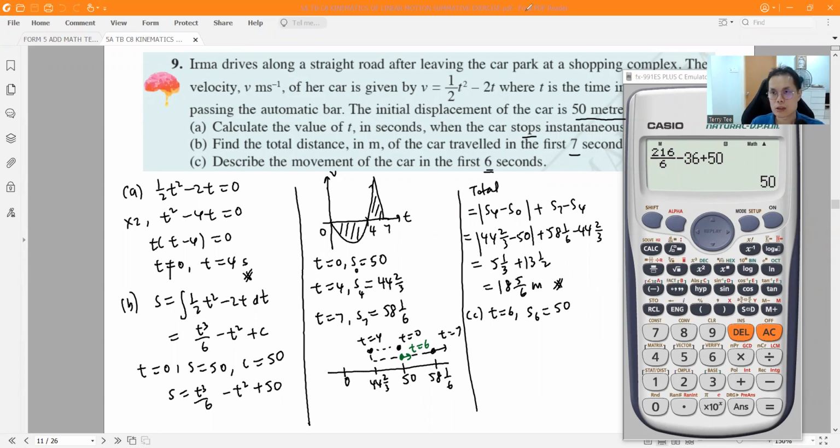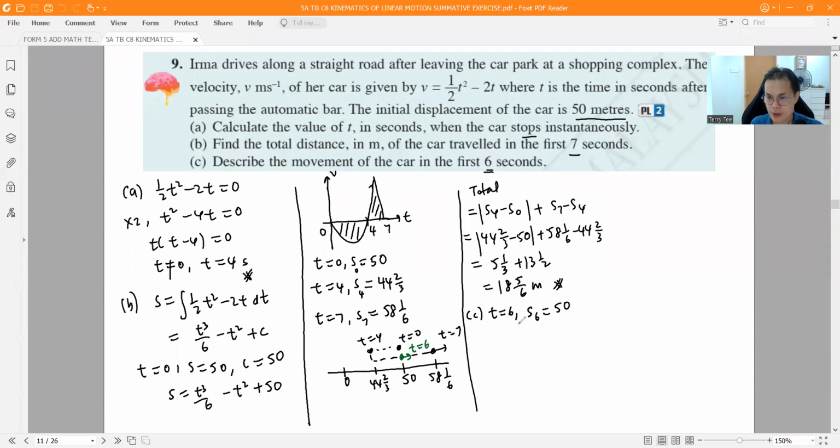So how do you explain? Okay, let me just rewrite this for you. We know that we need to describe the movement. The car moves backwards, or you can say reverses. Move backwards or reverse, yeah, backwards for the first 4 seconds. Okay, 4 seconds. Correct. I think you don't have to mention, I think in the textbook answer they don't mention until it reaches 44/3. I didn't mention that, right?